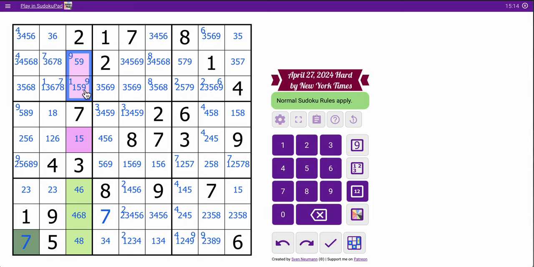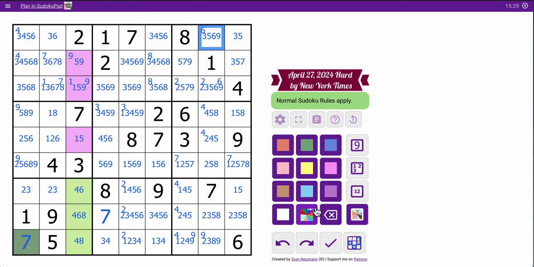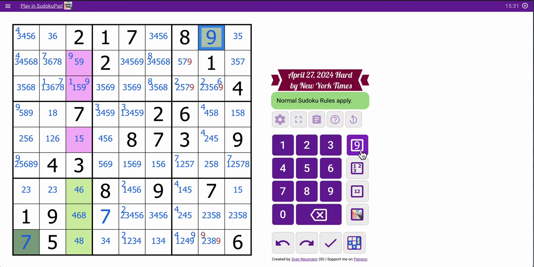But if nine's one of those two, and therefore can't be anywhere else in this box, then nine's not here. And it can't go here because of the 9 in column 6, and it can't go there because of the 9 in column 9. So 9 in column 8 must go there. Well, that's clever. So that takes 9 and the 6 out of the picture. And 2 also. This isn't 9.